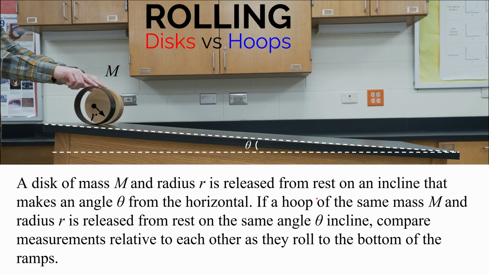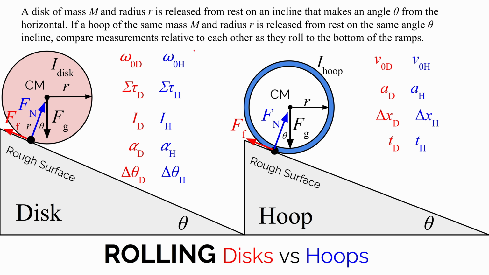And let's just think about how we would compare the rotational motion of each and the translational motion of each. So we're going to compare aspects of the rotational motion part of the disk and the hoop's motion and the translational part of the motion. So starting with the rotational motion, both of these things are going to start from rest, so they're going to start not spinning. Their initial angular velocity will be the same. It'll be 0 radians per second.